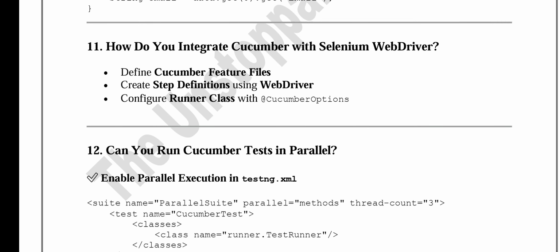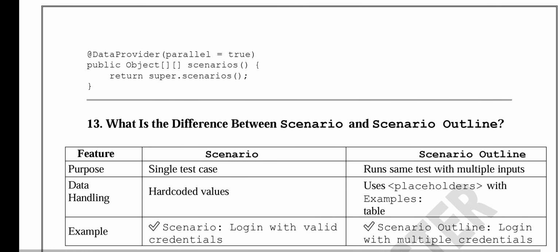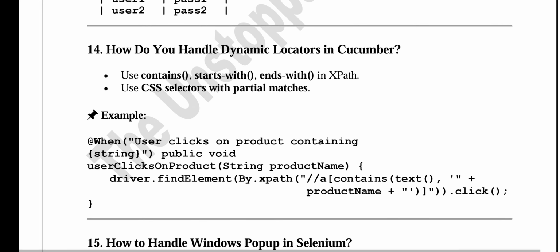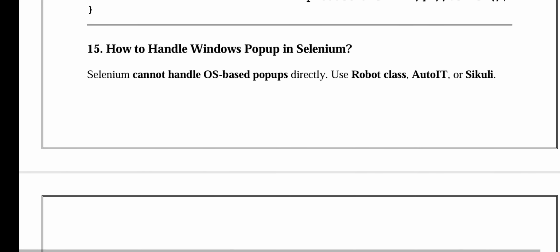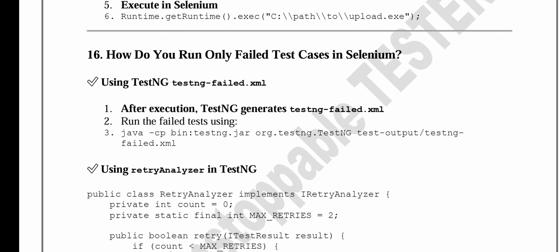How do you integrate Cucumber with Selenium WebDriver? Can you run Cucumber tests in parallel? What's the difference between scenario and scenario outline? How do you handle dynamic locators in Cucumber? How to handle Windows pop-up in Selenium? How do you run only the failed test cases in Selenium?